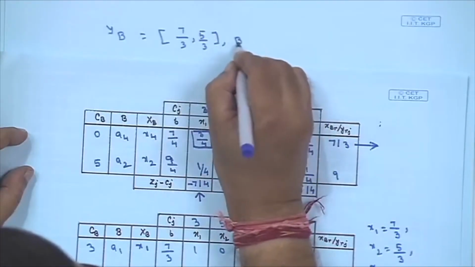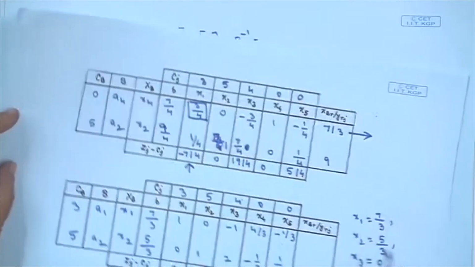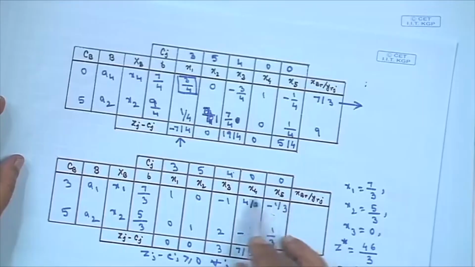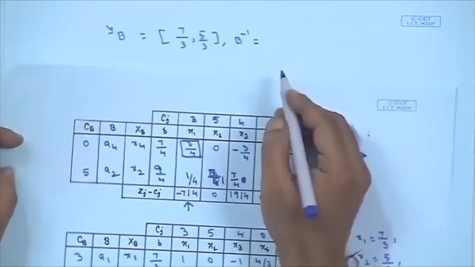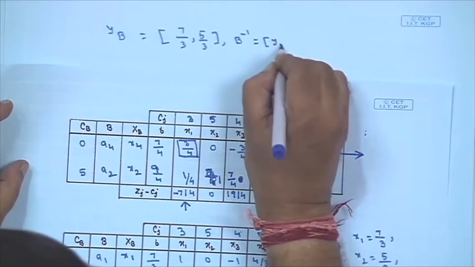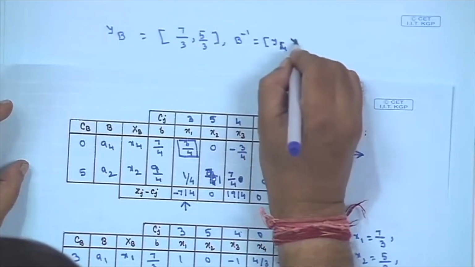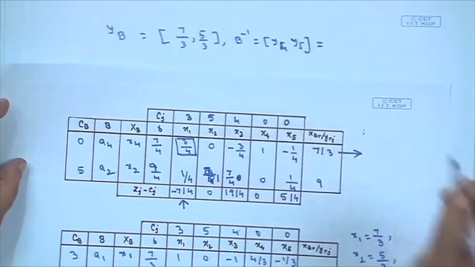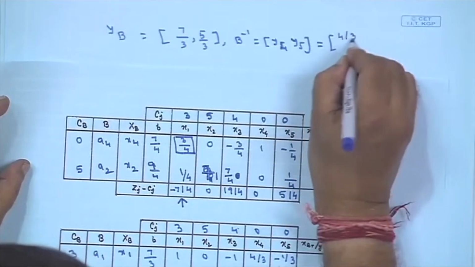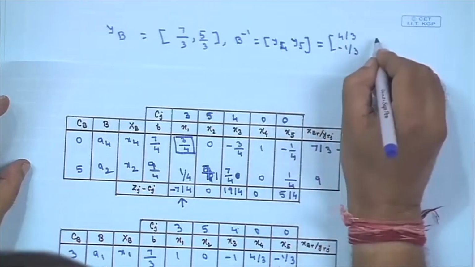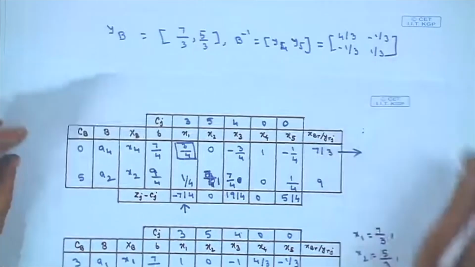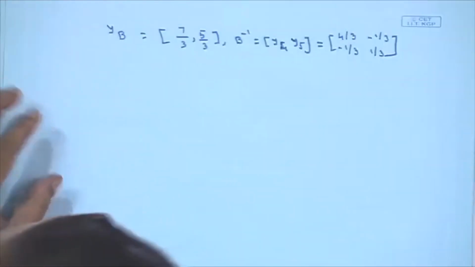What is your B inverse? B inverse means whatever is not there in the basis, that is x4 and x5. So, B inverse is nothing but we are writing y4 and y5, and y4 is 4 by 3, minus 1/3, and minus 1/3, 1/3. So, you are getting it from here.